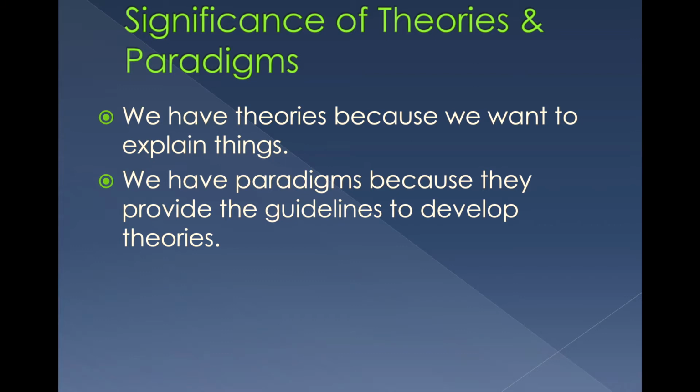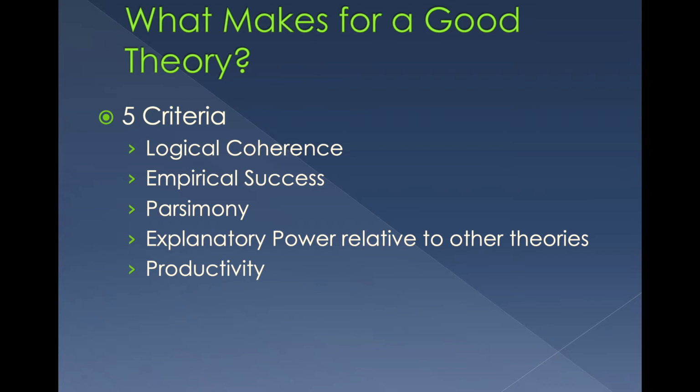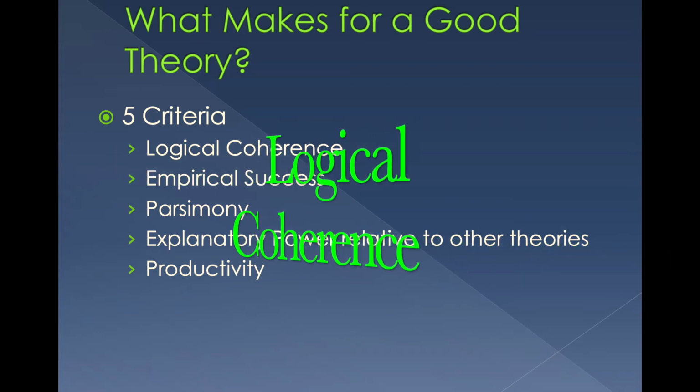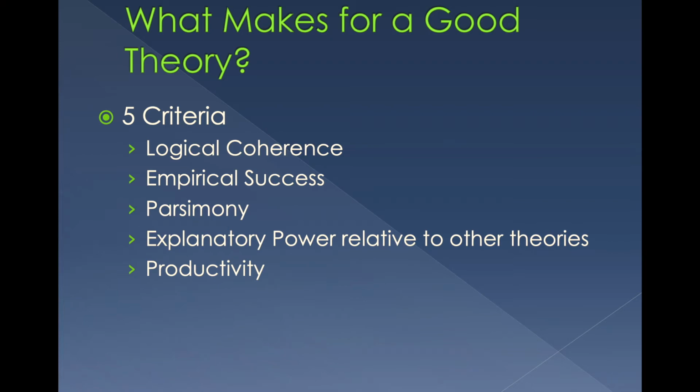So I want to go over 5 key points of what makes a good theory, and you should note these, write these down and what they mean because it's something that I'll ask you about later. First, logical coherence. So is the theory internally consistent? Do the parts of the theory fit together? Does one part or premise contradict another part or premise? That shouldn't be happening. It should be consistent. So there should be logical coherence.